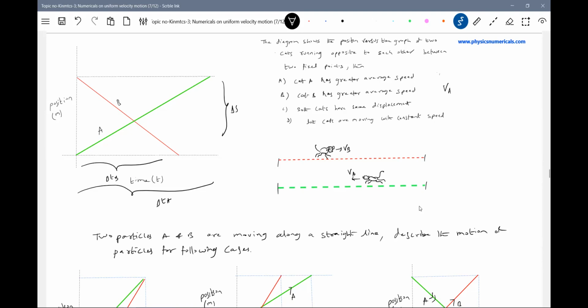So what is VA now? VA will be delta S by delta TA. VB will be delta S by delta TB. Delta TB is less than delta TA. So therefore VB should be greater than VA.